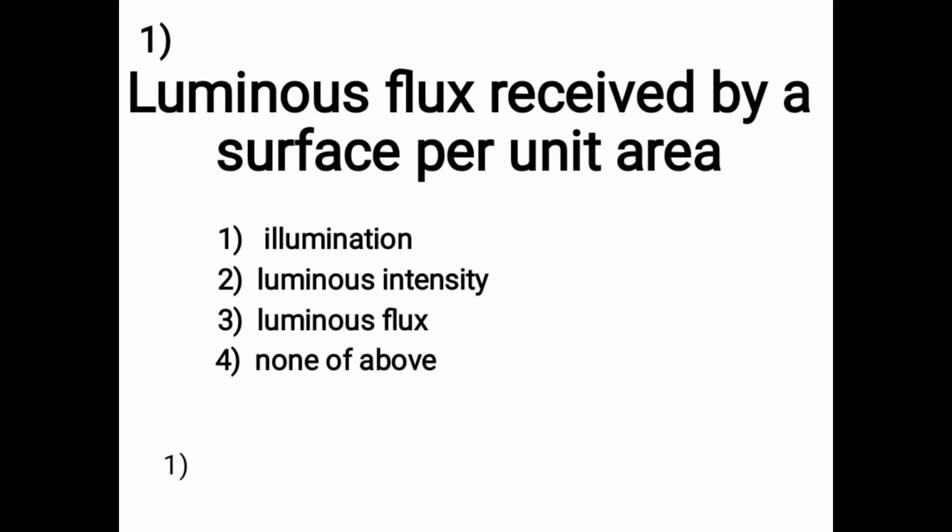First is luminous flux received by a surface per unit area. Luminous flux received by a surface per unit area is what? Illumination, luminous intensity, luminous flux, or none of the above. So it is illumination. Illumination is defined as luminous flux received by a surface per unit area, and illumination is represented by E. This question is asked in the SSC JEE exam, so it is very important.